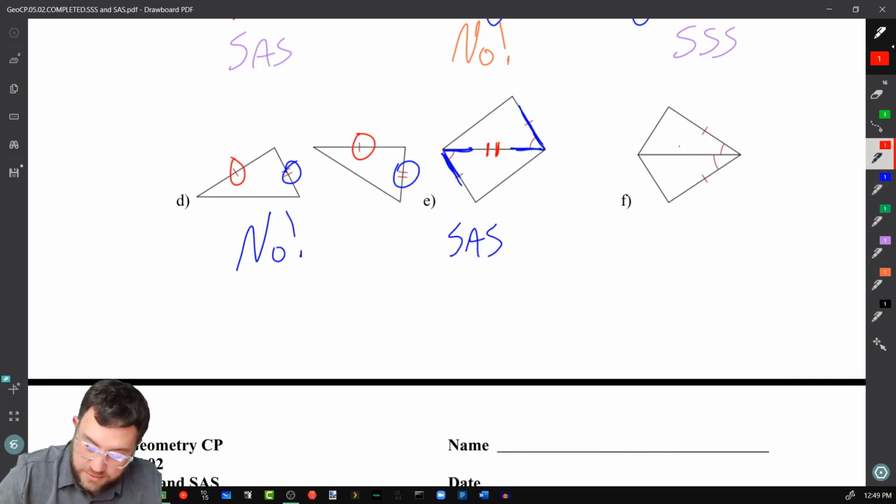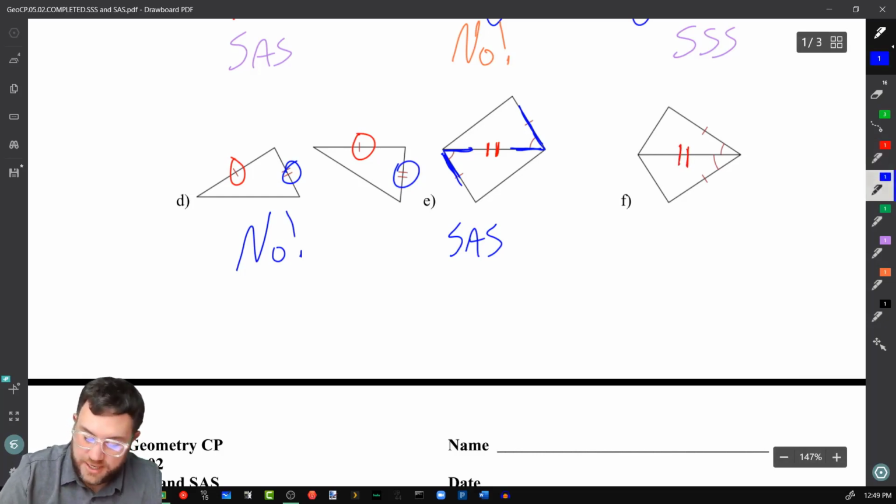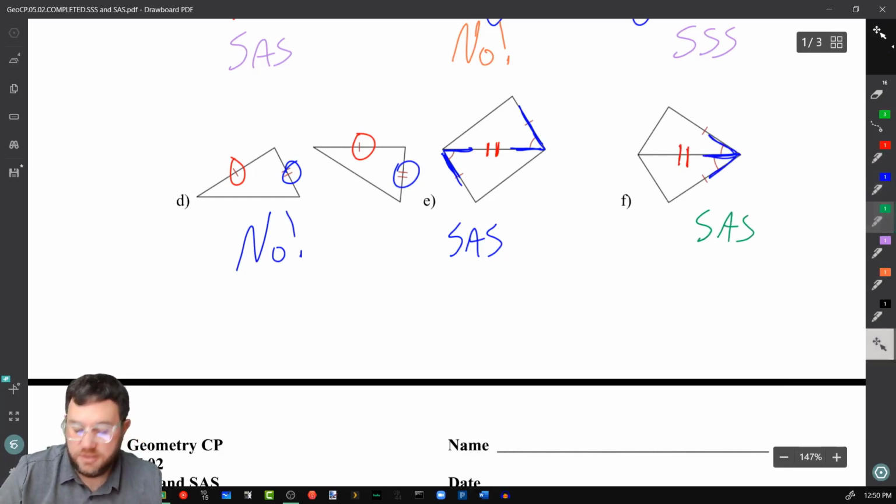And then our last one, again, they share a side. We've got included angles here, so that one is going to be SAS also.